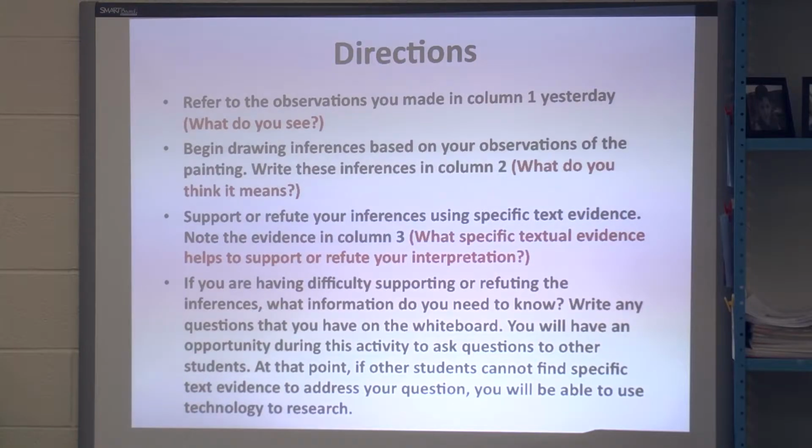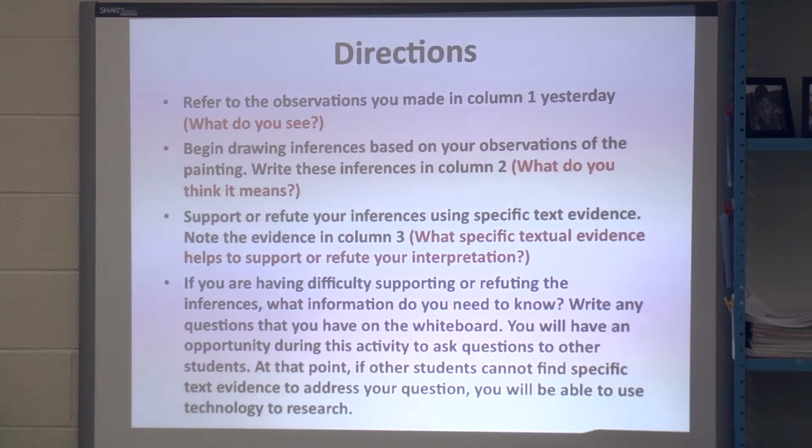Then you're going to support or refute your inferences using specific text evidence. You have your Constitution packet, you have your delegate readings, you have several different resources out in front of you that you can refer to help you. And then the last piece is throughout this, you might find that you really need more information about some of these delegates, and you may have a question that you need answered. You're going to use your whiteboards and your dry erase markers, and you can go ahead and keep a list of those questions, information you need to know.